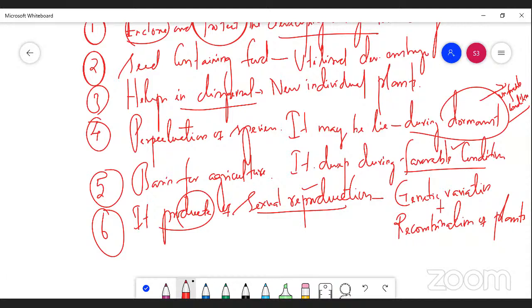What is genetic variation? Variations occur in the gene. It's genetic. What is recombination? The plant seed contains two different kinds of plants, so a combination of genes is there. That's called recombination of genes or recombination of plants. So those six are namely called the significance of seeds. I am going to the next chapter. That is called the fifth chapter.